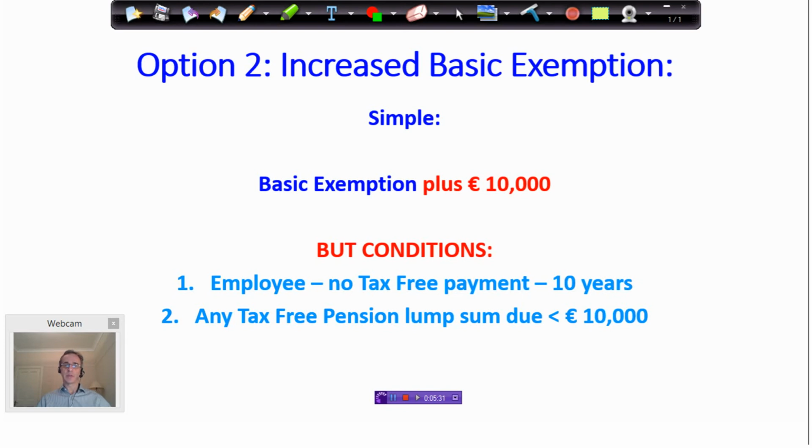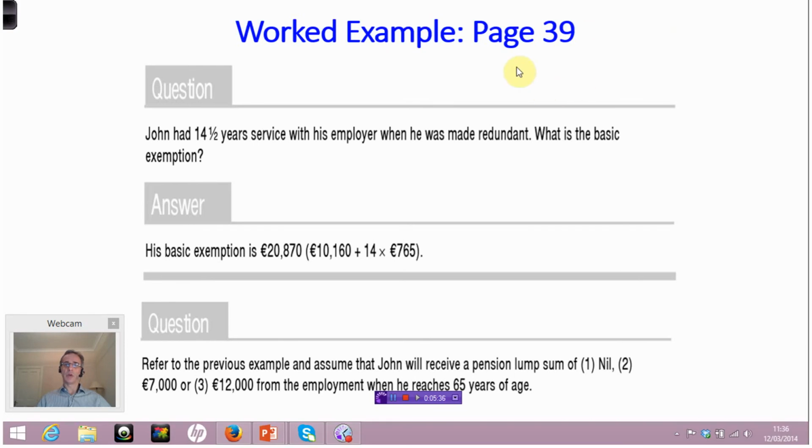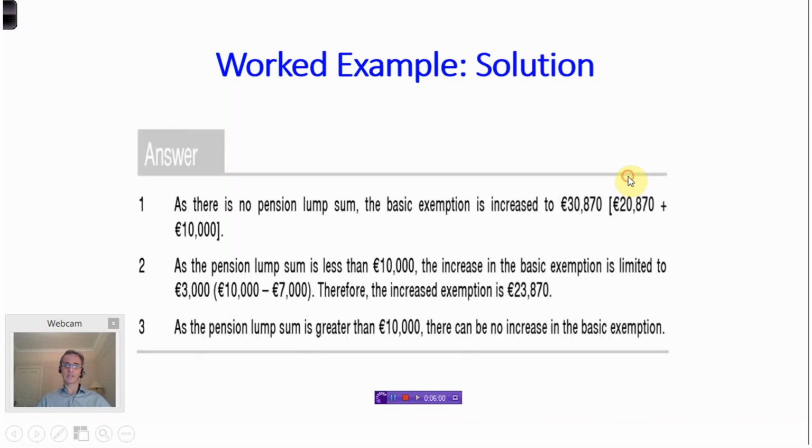Okay, so in terms of a calculation on this, just following on from the example of John, from page 39, the BPP text for FA12, what we've got just down at the bottom here, you'll see that there are several options for the lump sum. In this case, we've either got nil, 7,000, or 12,000. I'll draw your attention to the value that the pension lump sum can be, and that's 10,000 euros. So, just looking at the answer for this on the next slide.